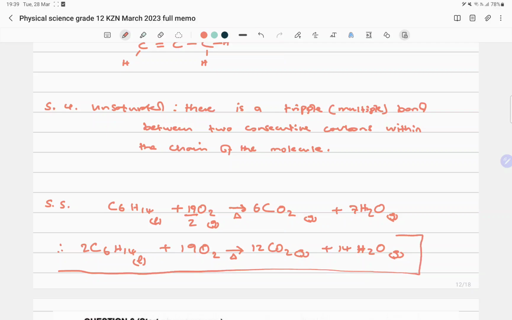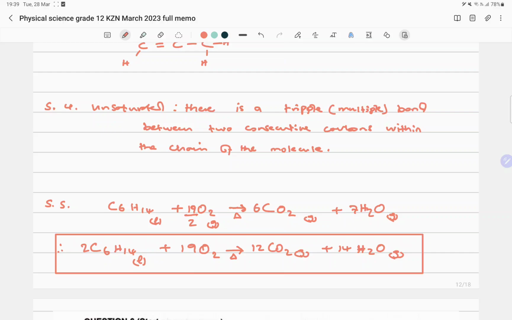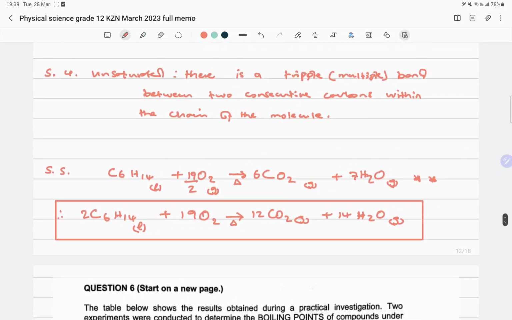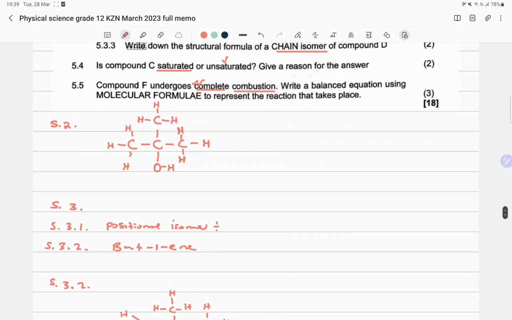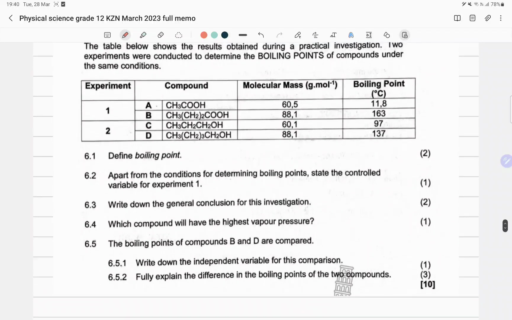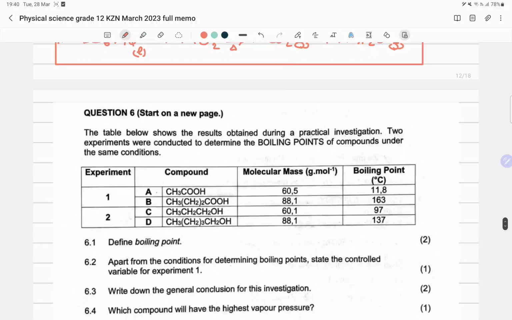So you only write this in your answer sheet, okay? This is what you do on your rough work, because you are trying to work it out, but I'm just showing you the process thereof, okay? Not a problem, guys. So that is it. So easy, easy, easy, easy. Now let's look at this one.